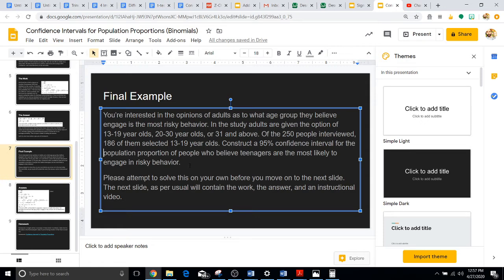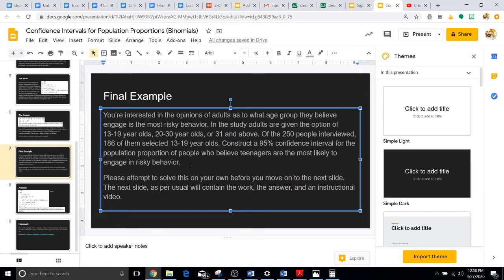It says, you are interested in the opinions of adults as to what age group they believe engage in the most risky behavior. In the study, adults are given the option of 13 to 19-year-olds, 20 to 30-year-olds, or 31 and above. Of the 250 people interviewed, 186 of them selected 13 to 19-year-olds. Construct a 95% confidence interval for the population proportion of people who believe teenagers are the most likely to engage in risky behavior. Well, this actually gives us all the information we need to solve it.